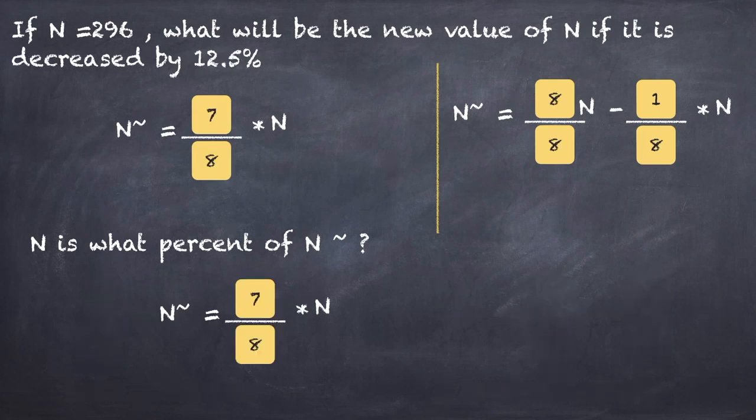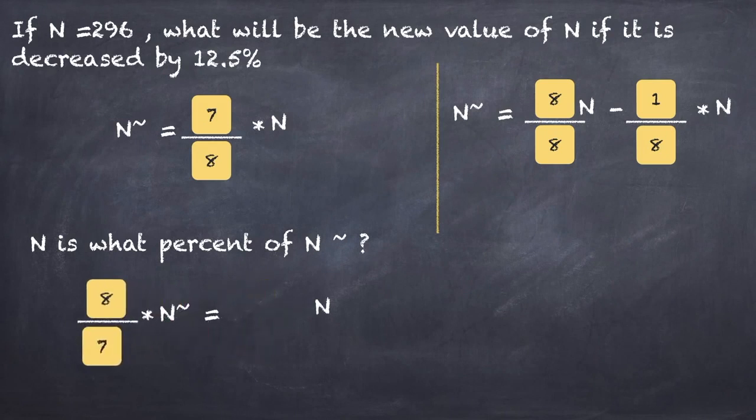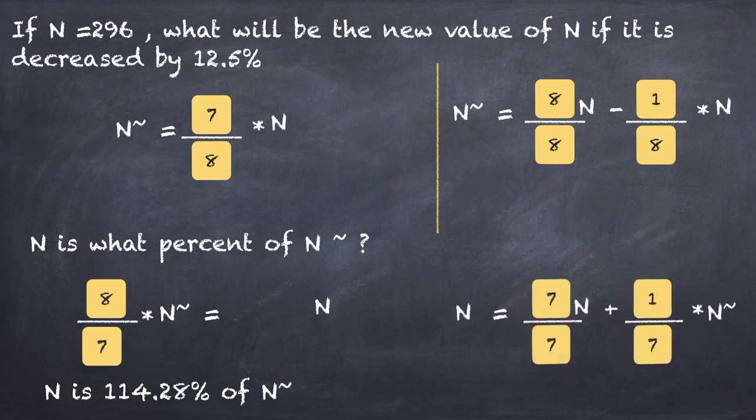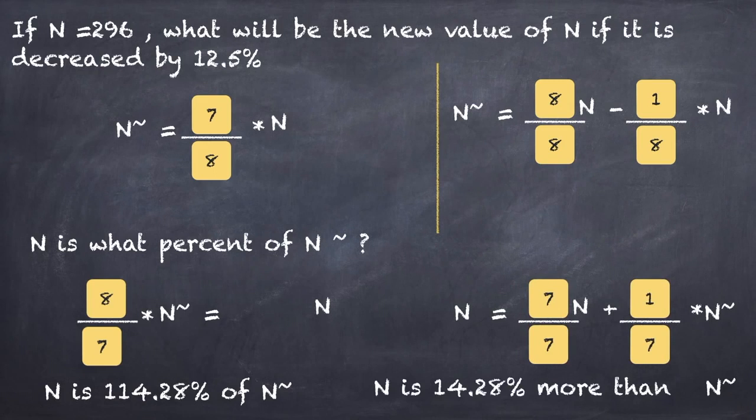Let's try out a percentage decrease, just for practice's sake. So n is decreased by 12.5%. I know that will be a 1 by 8 decrease. That means n dash will be 7 by 8 of n. All I have to do once again is just flip the multiplying factor and I get n is equal to 8 by 7 of n dash. Now 1 by 7 is 14.28. So 8 by 7 would be 114.28% of n dash. Now how did I come to this calculation very quickly? I understood that it is 1 by 7 extra or 7 by 7 plus 1 by 7.